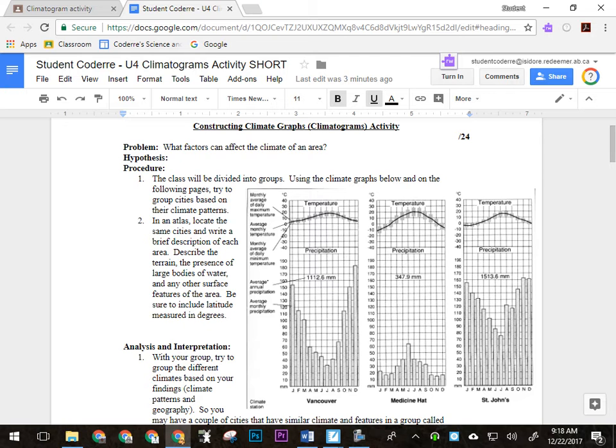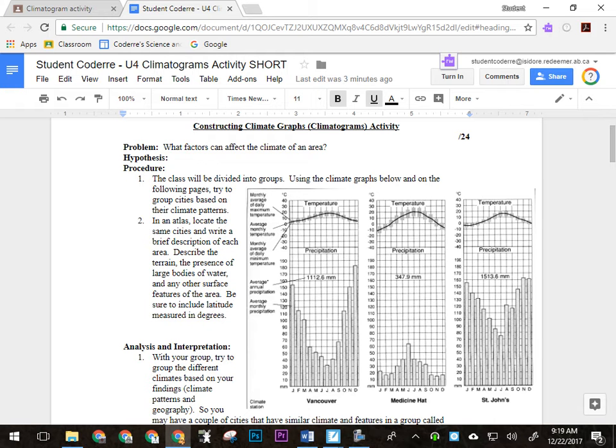Then what we're going to do is look up all these cities on Google Earth or an online atlas of your choice. Things we'll want to find out about them will be their latitudes and their altitudes, because we know those are two pretty big factors affecting climate, and then any other geographical features that could affect their climate. Like if you're looking at Vancouver, it's really close to what? The ocean, things like that.